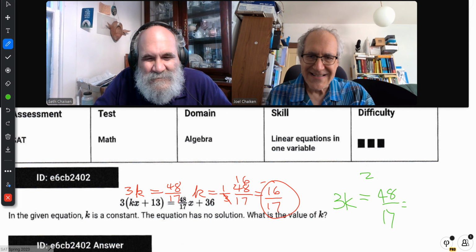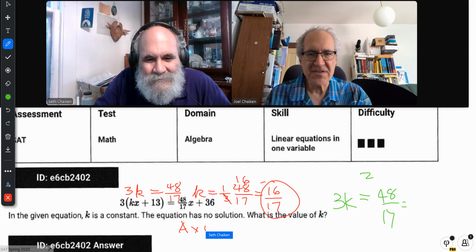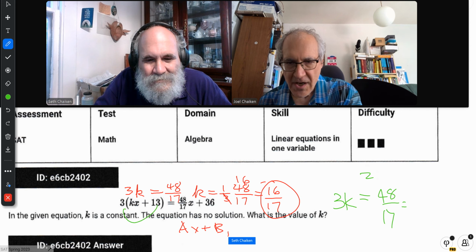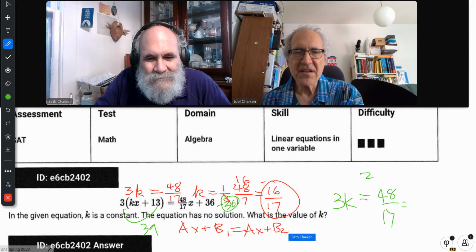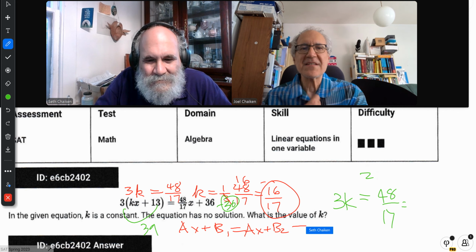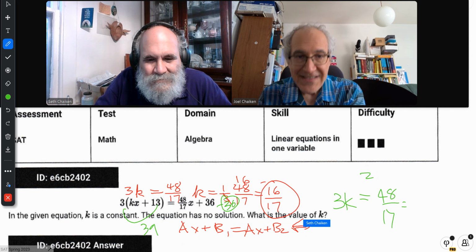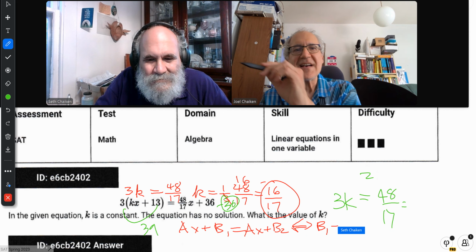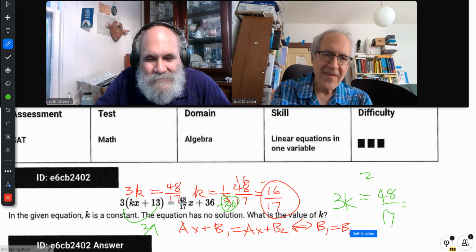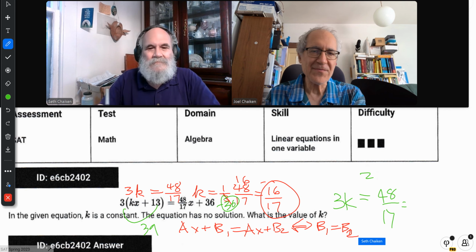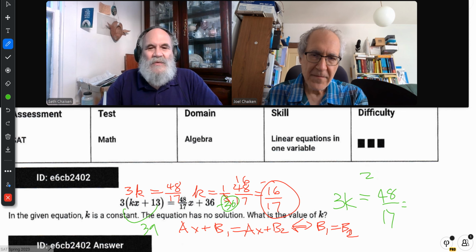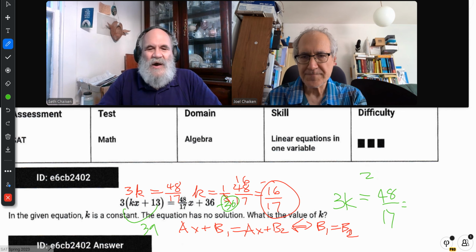And because they say it has no solution, you don't have to worry about the coefficients of 39 and 36. But the constant terms on both sides of the equation have to be different, and the coefficients of the x terms have to be the same in order for it to have no solution.